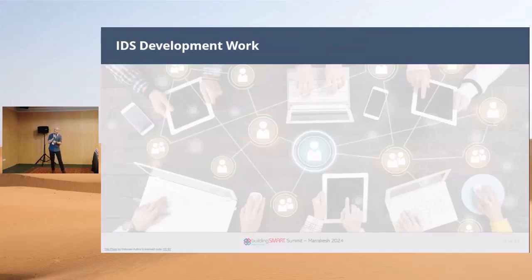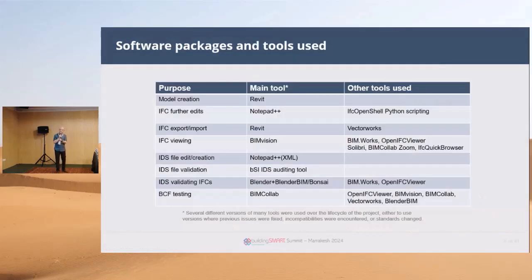And the development work itself, well, we covered a number of aspects and different software tools along the way. I'm not going to list every single tool, but we broke down the different things we use tools for. Model creation, our main tool was Revit. IFC editing, sometimes we did, I guess, by hand with Notepad++. Others we used IFC viewing tools like BIM Vision, and then the editing of the IDS file, we used Notepad++. The validation, we used the BSI auditing tool.